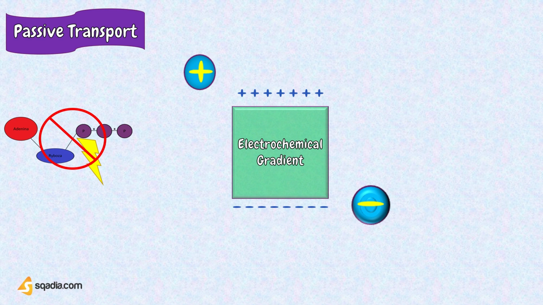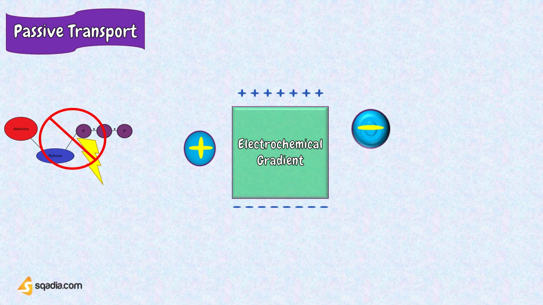As the name indicates, it is the passive movement of substances that does not require energy. Or we could say, passive transport is the transport of substances along the concentration gradient or electrical gradient, or both: electrochemical gradients. But what is this electrical gradient?